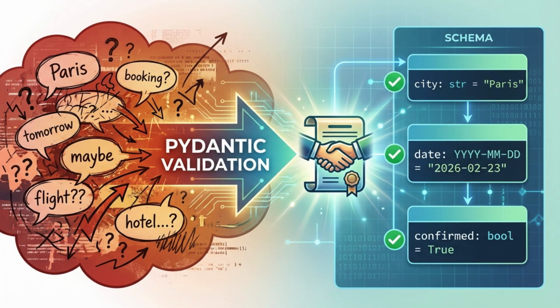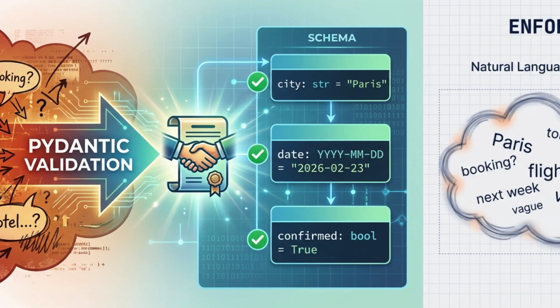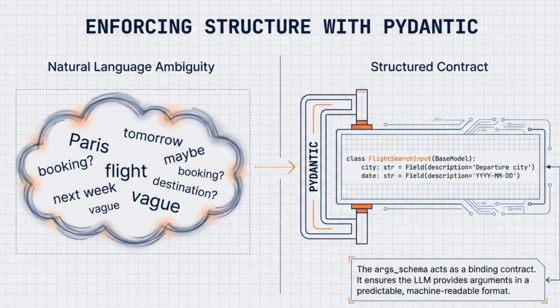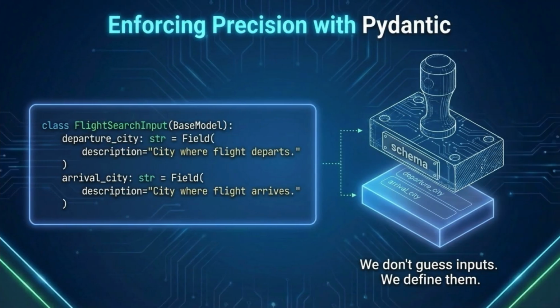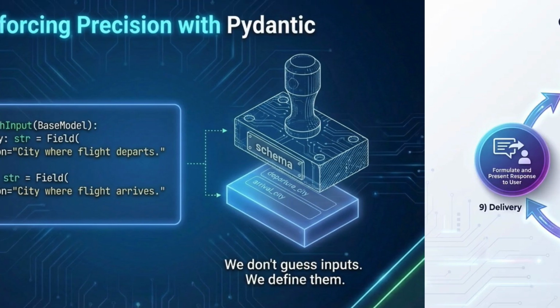See this cloud? Paris, booking, tomorrow, maybe. Natural language is ambiguous. Pydantic enforces structure. Look, city, string, date, YYYY-MM-DD. The args underscore schema acts as a binding contract between the LLM and your tool. Why does this matter? It eliminates brittleness. No more regex parsing hoping the LLM formats things correctly. You get predictable, machine-readable, validated data every single time.